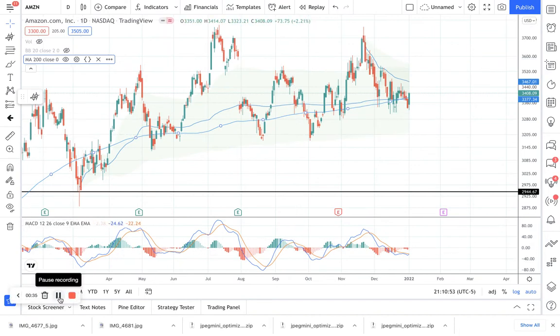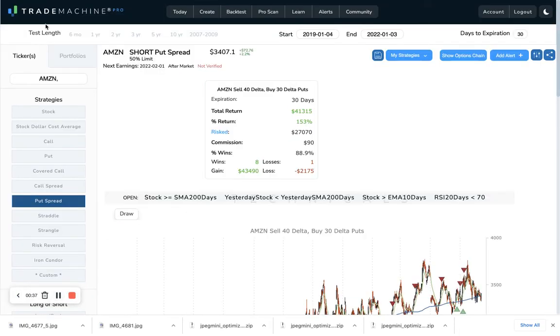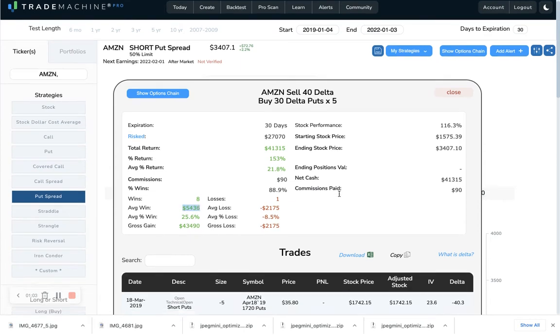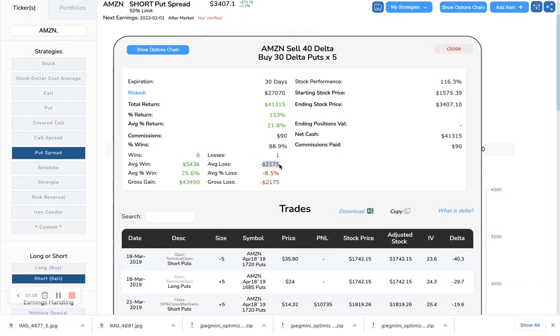Let's go over to my backtesting software. All right, so I'm using Trade Machine Pro. This is my backtesting software that I love to use. And here is the setup. So we're going to sell the 40 delta and buy behind the 40 delta, the 30 delta puts. Okay, and you can see here is the historical backtest, good return of 153%, with 8 wins, 1 loss. That average loss has only happened one time.